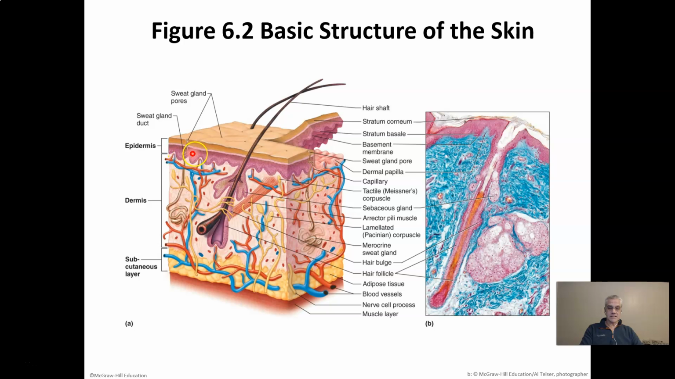You see this sort of wavy appearance at the base of the epidermis. A lot of that has a name too. We're going to get into what that's called. In fact, it says it right here. That's called the dermal papilla. So papilla is a word that means like a pimple. If something is like a pimple, it's called a papilla. Well, these are like lots of little pimples.